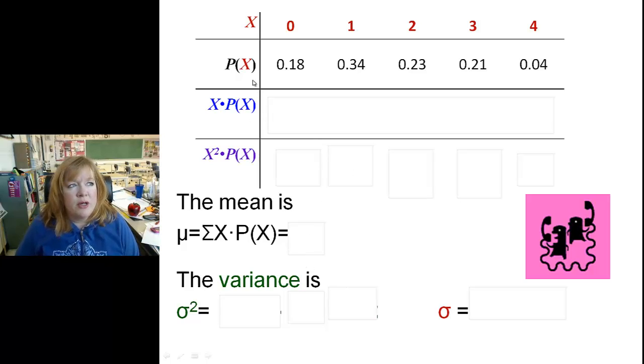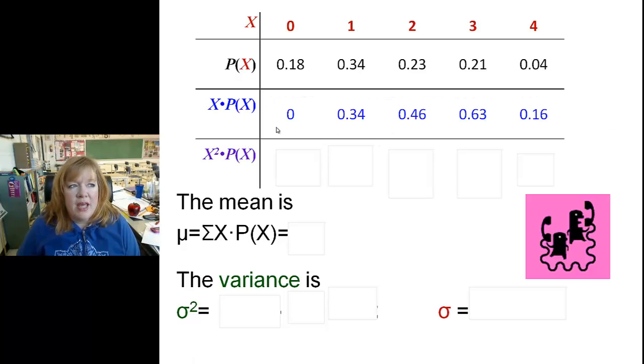So just as a quick review, to find the standard deviation and the variance, you first have to find the mean. And the mean just takes the random variable times its corresponding probability. So 0 times 0.18 all the way down here. And I added another couple rows. I just like to organize it that way. If you do that, you're going to get these values. And then to find the mean, you'll just add them up.